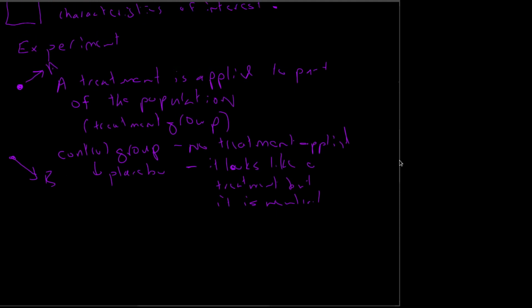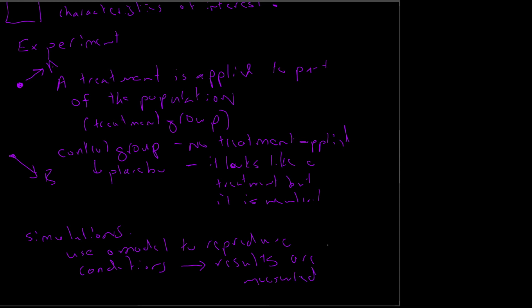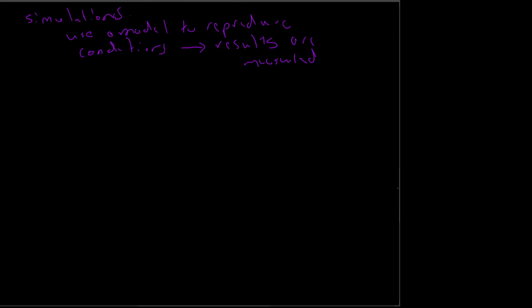We also have simulations, which use a model to reproduce conditions. And then those results are measured. In fact, that's what I do. I model galaxy gravitational dynamics, and we look at the results of those on large computers, and then we compare them to what we see. And if our results are good, we know that the rules that we're putting into the computer match the rules of reality.